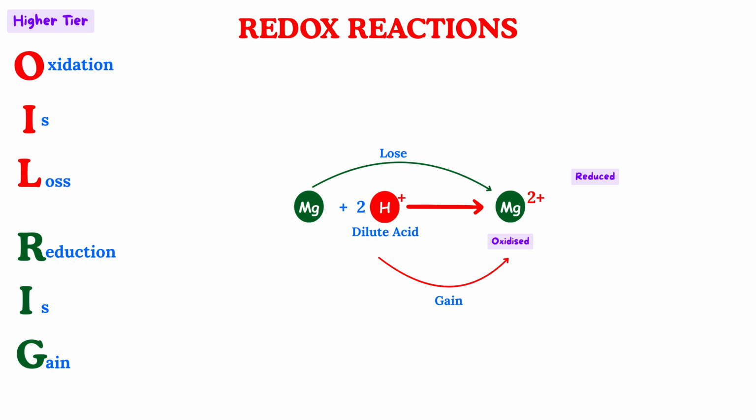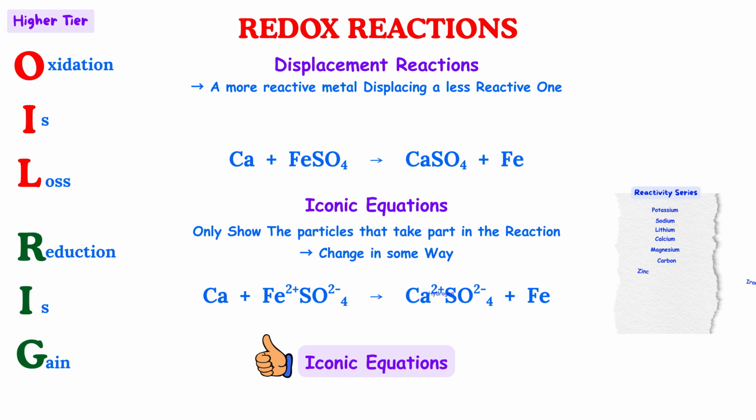Let us consider a reaction between magnesium and a dilute acid. The acid can be represented simply as hydrogen ions. The magnesium atoms will each lose 2 electrons, becoming magnesium ions with a 2+ charge, which means they are oxidized. At the same time, the hydrogen ions will gain those electrons and be reduced, forming neutral hydrogen atoms that pair up as hydrogen gas.